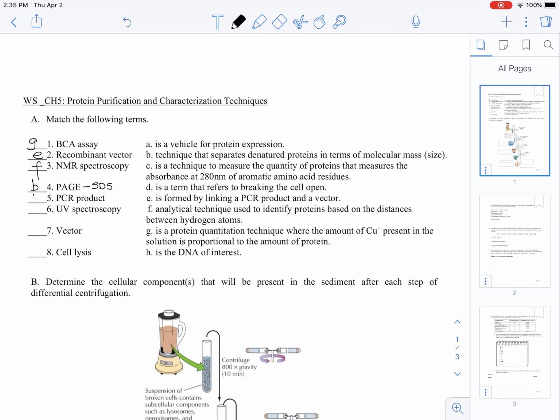Number 5 is H. The PCR product is going to be the DNA of interest. 6 is C. UV spectroscopy is a technique to measure the quantity of proteins, specifically by looking at the absorbance of aromatic amino acid residues. Number 7 is letter A, which is the vehicle for protein expression. And lastly, number 8 is D, which cell lysis is another term for referring to breaking the cell open.